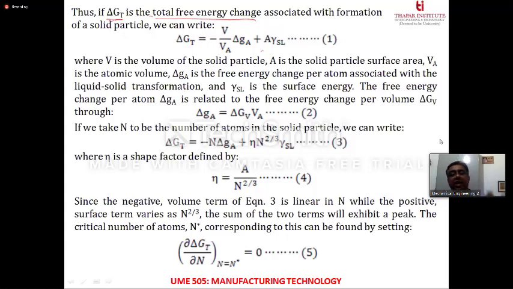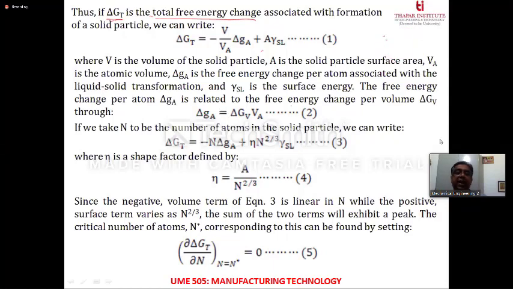So that is the free energy that every atom is going to take during the transformation from solid to liquid. And gamma SL is actually the surface energy at the interface between solid and liquid. So this is the atom. So gamma SL is actually going to be the surface energy working at the boundary over here.